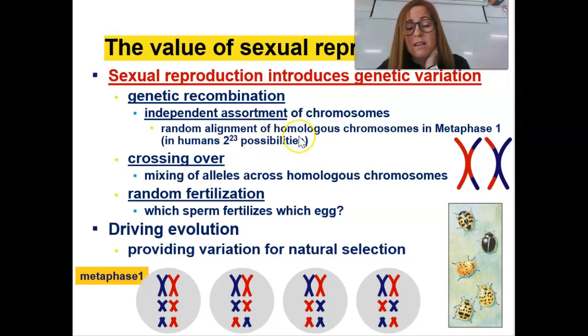And so that is what makes you just slightly genetically different from your siblings. And when crossing over is added into that, that really increases genetic variability to almost an infinite number of possibilities. Then lastly, we have random fertilization. So which egg and which sperm are fertilizing each other is random, and that also increases genetic variation.